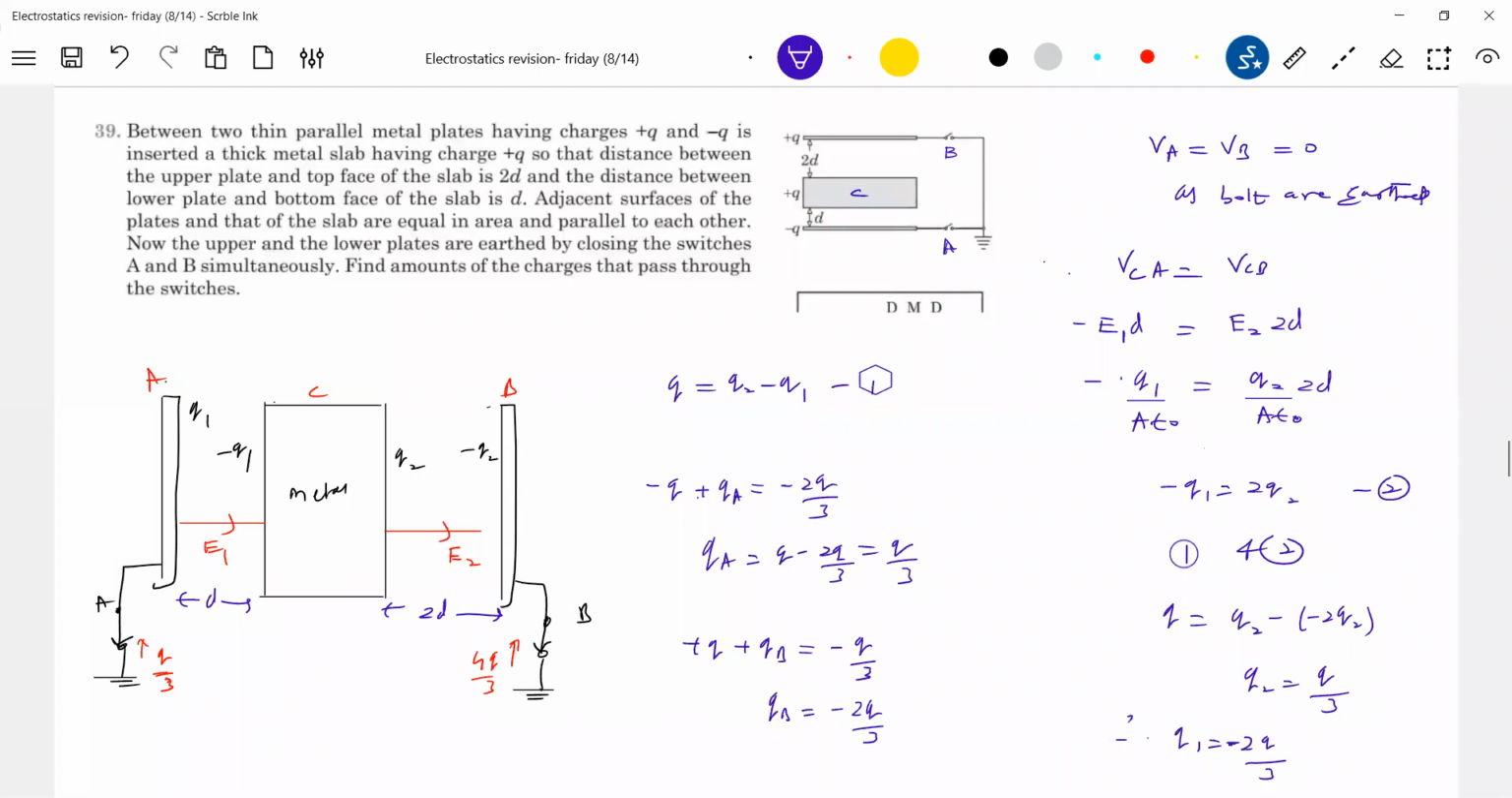Plate B, focus, plate B. Plate B was minus 4Q by 3, sir, not minus 2Q by 3. So QB, how much are we getting now? Minus 4Q by 3. So it should leave, no? Yes, sir, it should leave. So it should be like this. Then take help of that capacitor, no? The plate charge entered.